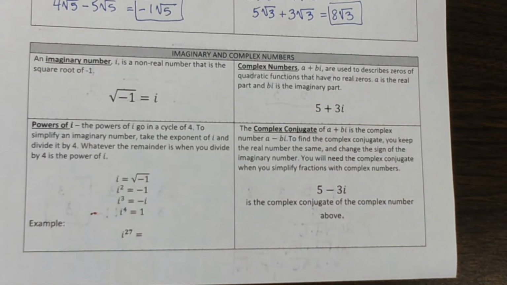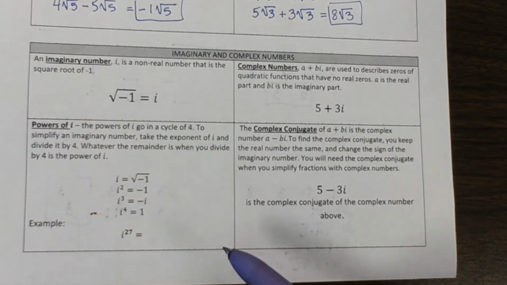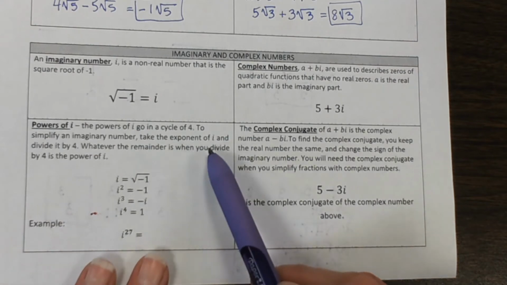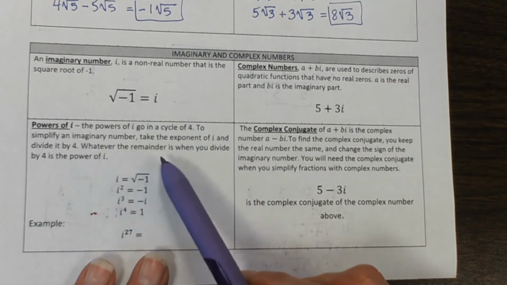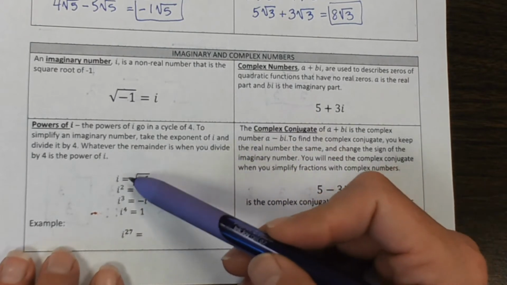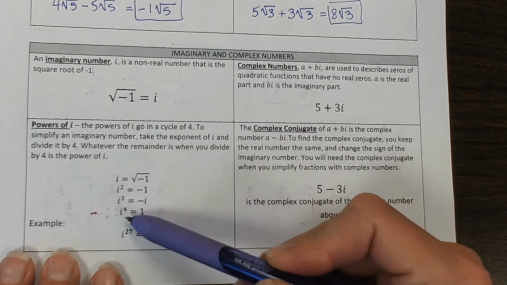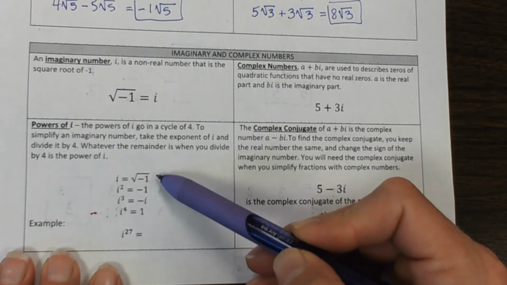Then we also know that the powers of i go in a cycle of 4. To simplify an imaginary number, you take the exponent of i and divide it by 4, and whatever the remainder is when you divide by 4 is the power of i. So they go in cycles. Once I get to i to the fifth, it's basically i again.